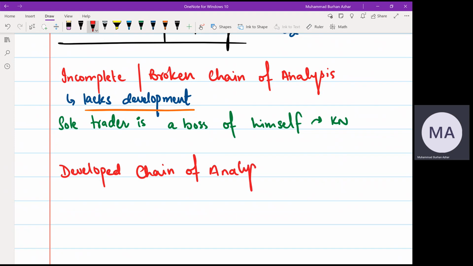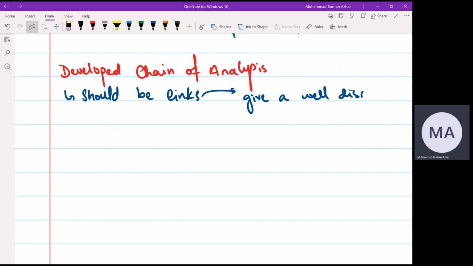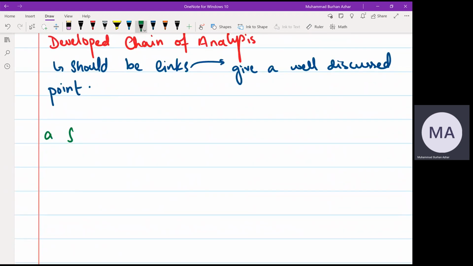ठीक है? And what a developed chain of analysis essentially means is कि your analysis should be linked, or there should be links in your answer, and you should be able to give a well discussed point. अब ये well discussed point क्या होता है? Let's expand on that. जो मैंने पहले कहा है, a sole trader जो मैं advantage इसका बता रहा था, is a boss of himself.